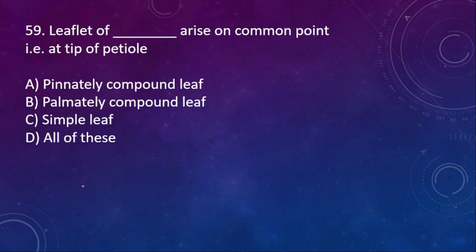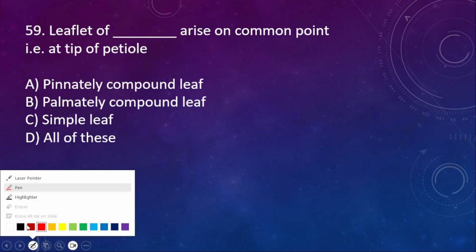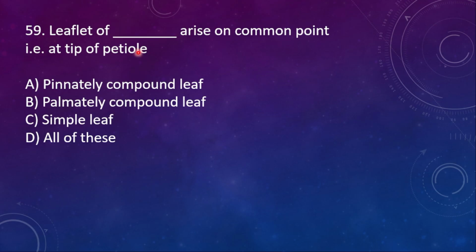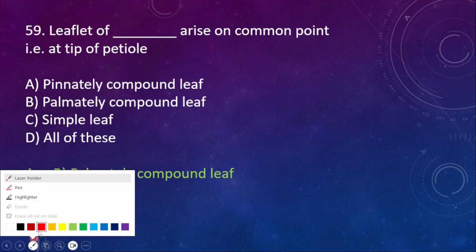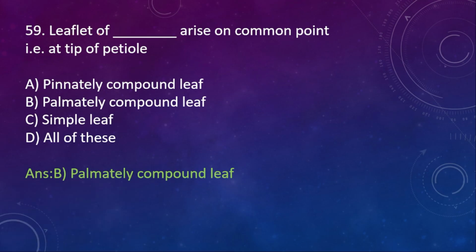59th question. Leaflets of dash arise on a common point that is at the tip of petiole, then it is said to be what? Just now I said option A pinnately compound leaf, option B palmately, option C simple leaf, D all of this. So here the right option is palmately compound leaf. If leaflets of dash arise on a common point, this is the axis. If leaflets arise on a common axis, then it is said to be what?